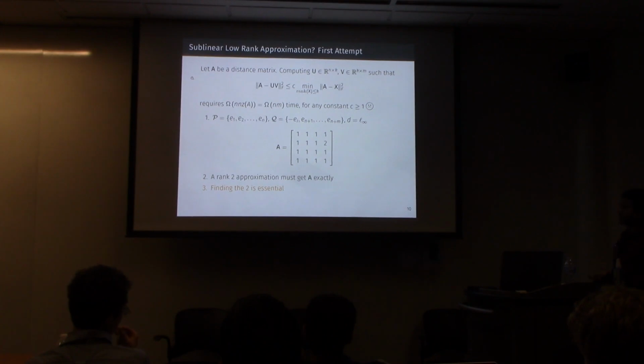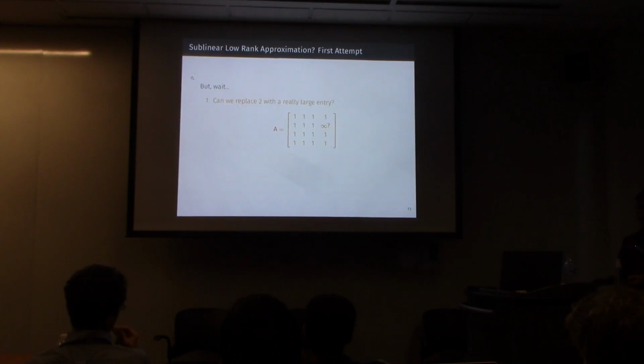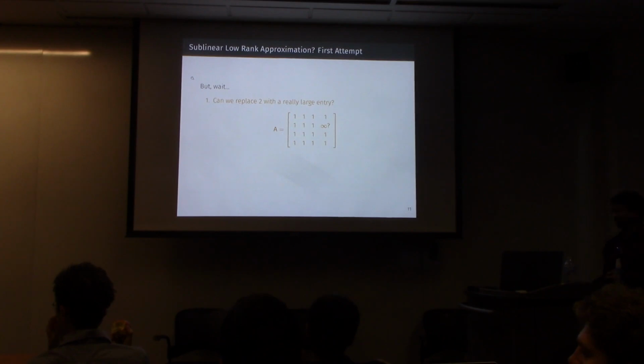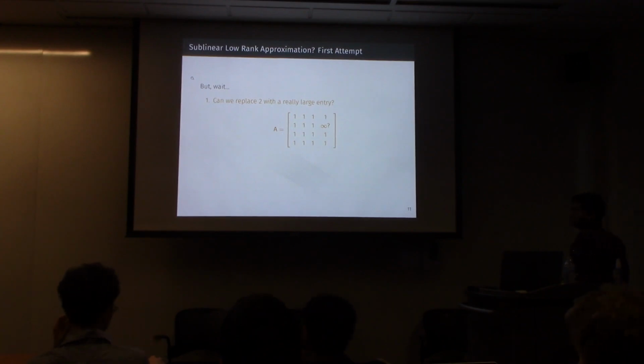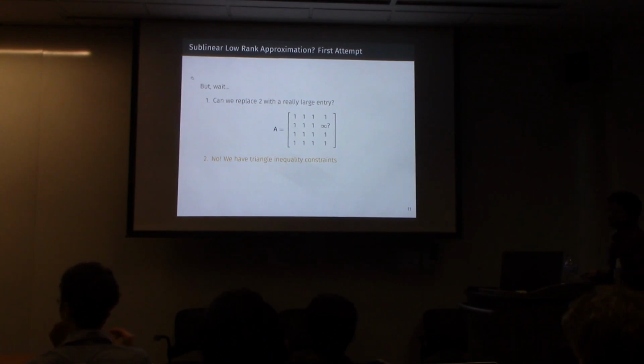Okay, but something is different here. We have a 2 there. Can we make the 2 infinite? Can I replace the 2 with a really large number? And why is that? Exactly, which is not vacuous. So we do have these triangle inequality constraints, and you cannot set this to be infinity.